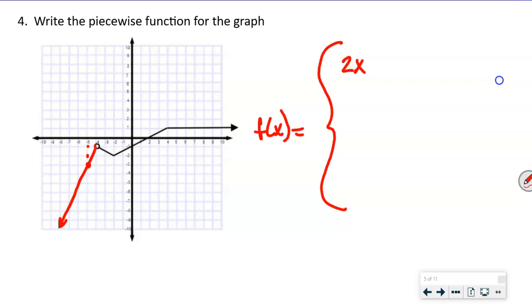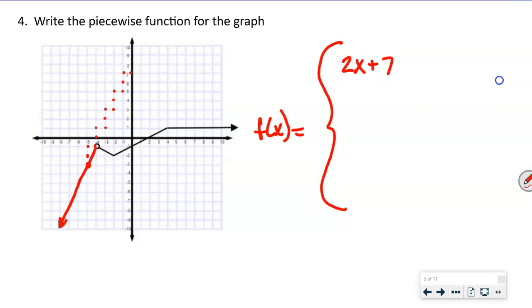Now, if we keep using this slope over and over again, then we can get the y-intercept. So I'm going to go up 1, 2, and over 1, up 1, 2, and over 1, up 1, 2, and over 1, up 1, 2, and over 1. Notice it's at 7. So this is going to be 7.